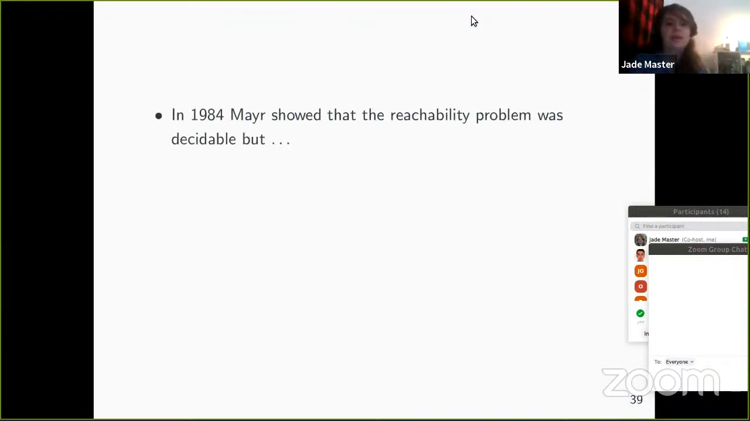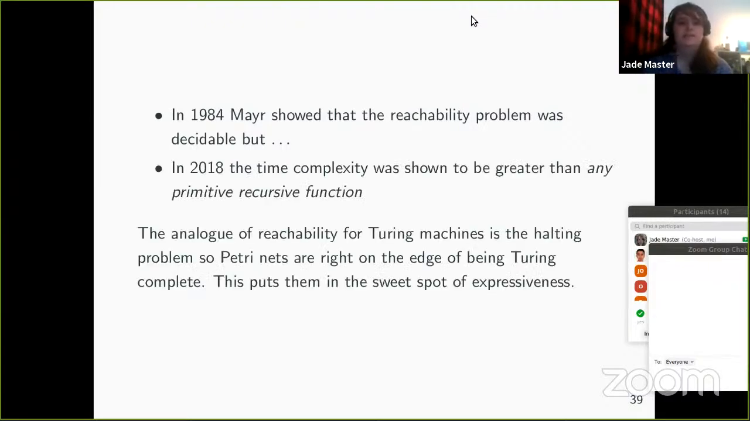So the reachability problem is decidable, so that's good. But its complexity is gigantic. Its time complexity is greater than any primitive recursive function. So that's really big. It's bigger than exponential, bigger than anything really. Anything you could, any primitive recursive function that you would reasonably write down.